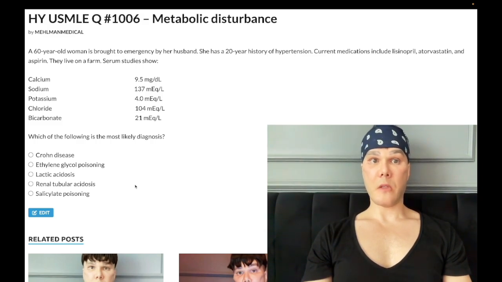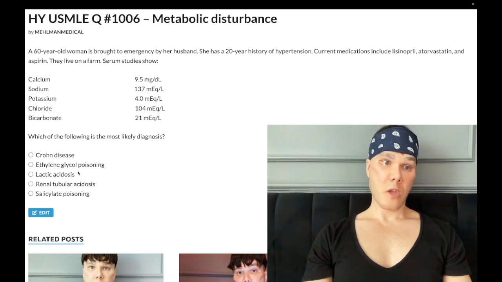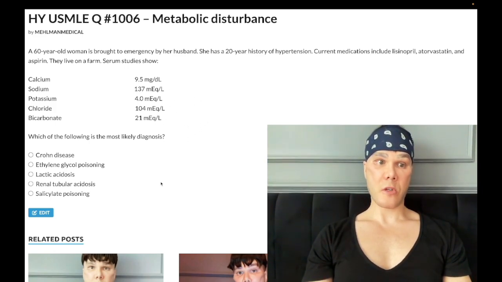So your takeaway is that when you get a question on USMLE where a bunch of the answer choices, you identify them as MUDPILES, you want to calculate the anion gap as part of the question, and then you can eliminate to get to RTA as the answer.